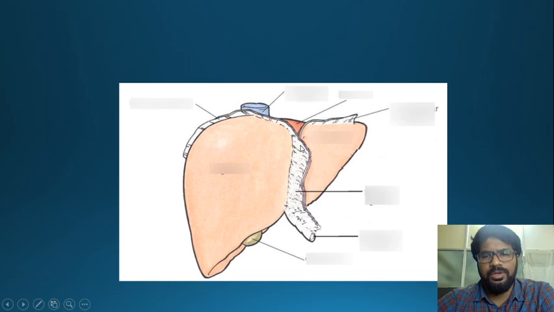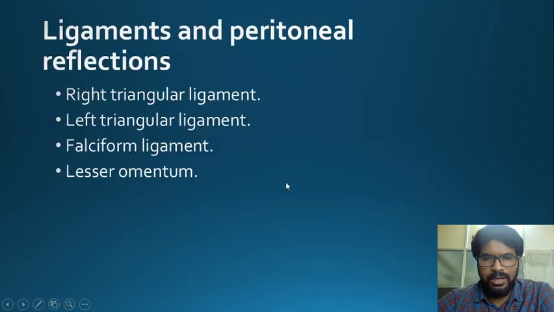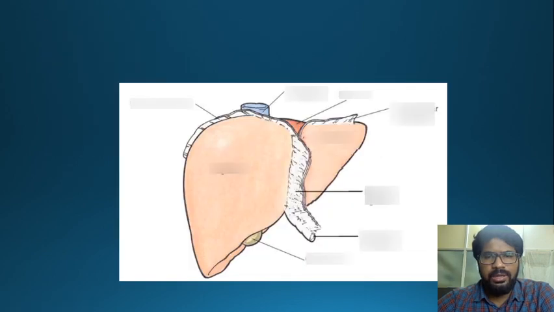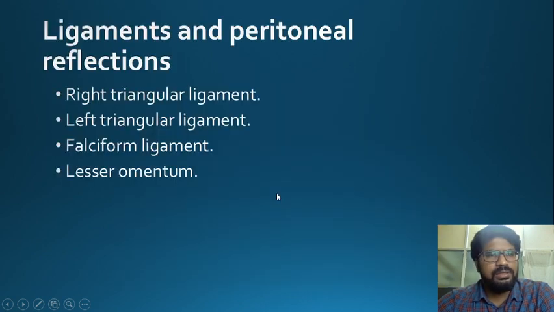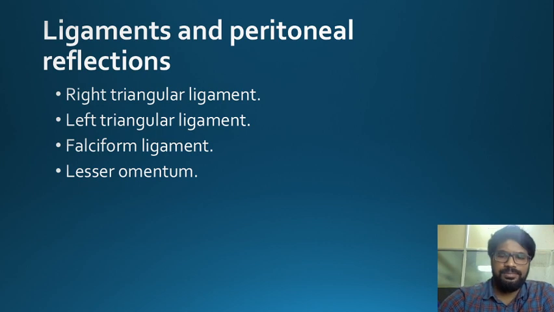and attaches to the anterior abdominal wall. And the final one is the hepatoduodenal ligament or the lesser omentum, which extends from the liver to the stomach and the duodenum. Here will be the stomach, and the ligament will extend from here to here. All these ligaments and peritoneal reflections hold the liver in place.